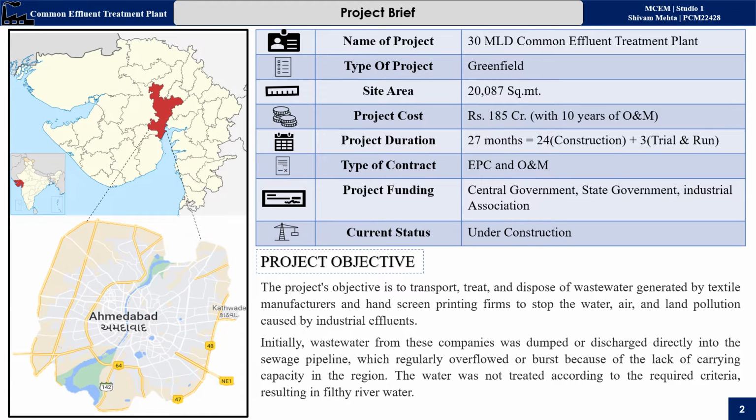The objective is to transport, treat and dispose of wastewater generated by textile manufacturers and hand screen printing firms, to stop the water, air and land pollution caused by these industries. Initially, wastewater from these companies was dumped or discharged directly into the sewage pipelines, which regularly overflowed or burst the pipeline because of the lack of carrying capacity in the region. The water was not treated according to the required criteria, which resulted in polluting the river water.